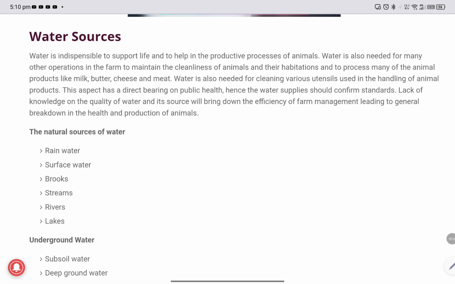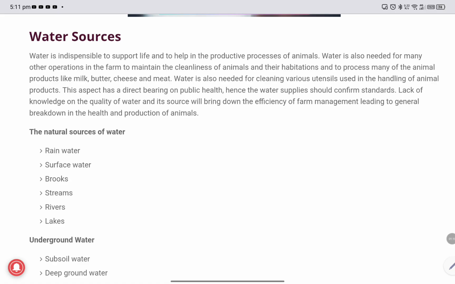Water source. Water is indispensable to support life and to help in the productive process of animals. Water is also needed for many other operations on the farm to maintain the cleanliness of animals and their habitation, and to process many of the animal products like milk, butter, cheese and meat. Water is also needed for cleaning various utensils used in the handling of animal products. This aspect has a direct bearing on public health.